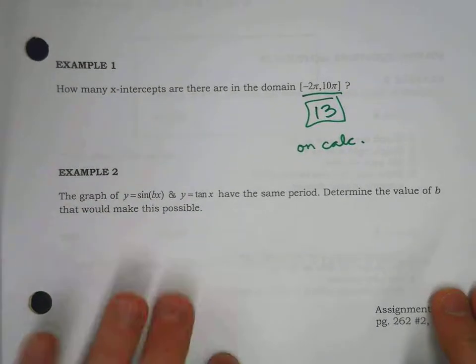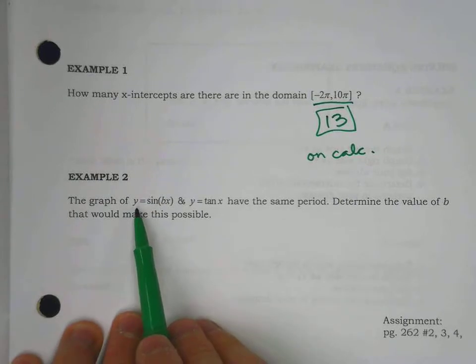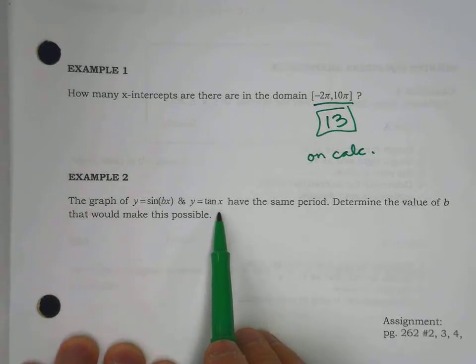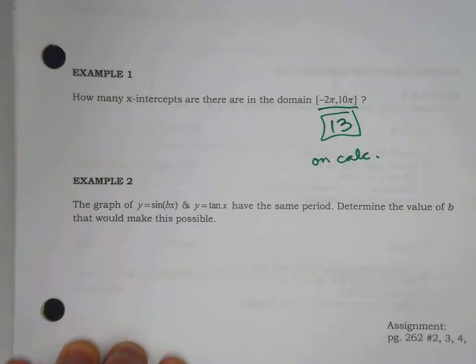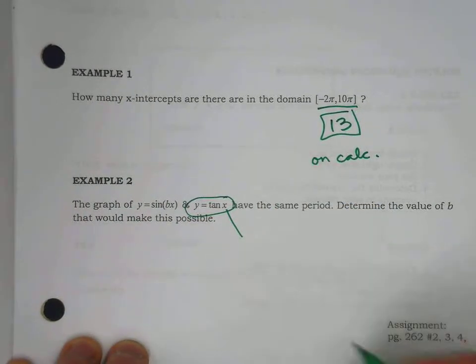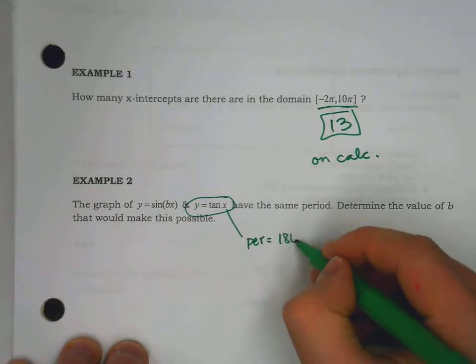And lastly, our last question for 5.3 is asking the graph of sine of bx, so maybe there was a period change, and tan of x have the same period. Determine the value of b that would make this possible. There's two concepts that we're connecting in this question. What is the period of the tan graph? The period is 180 degrees.